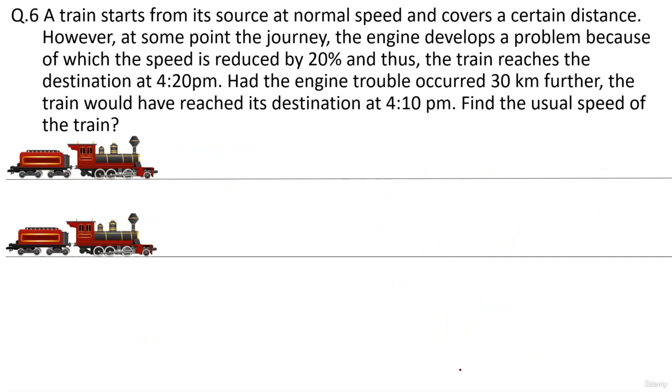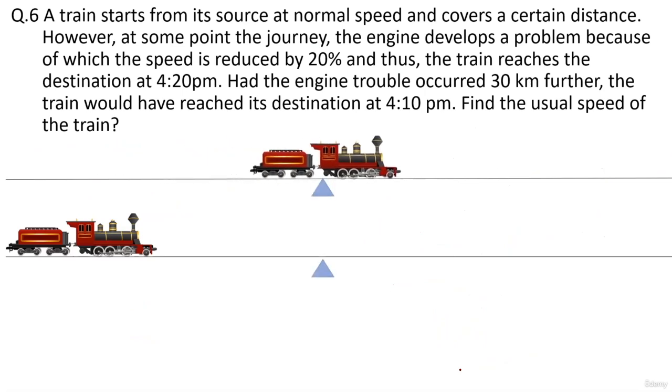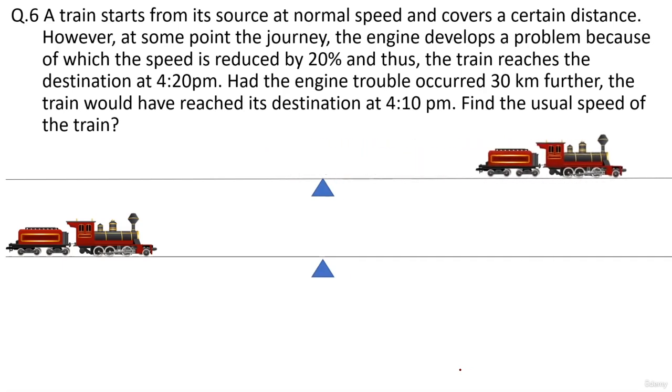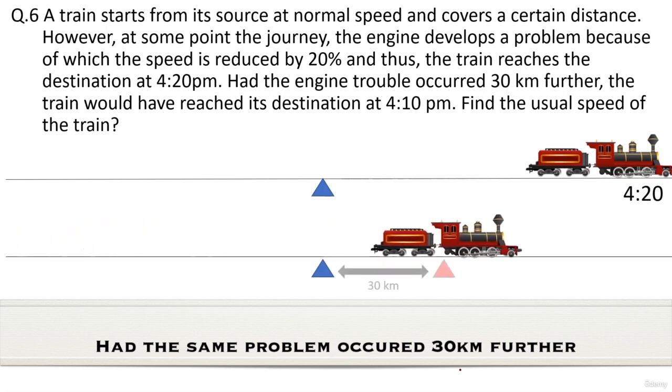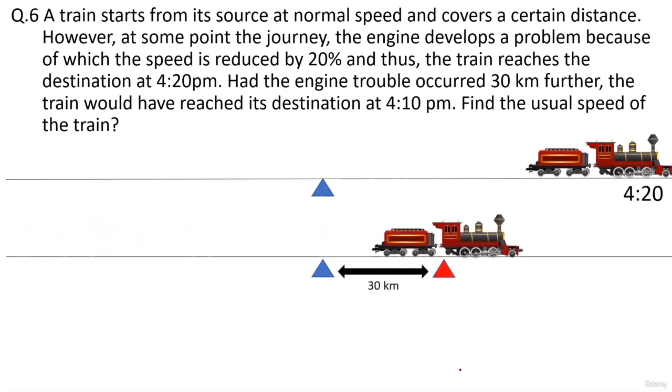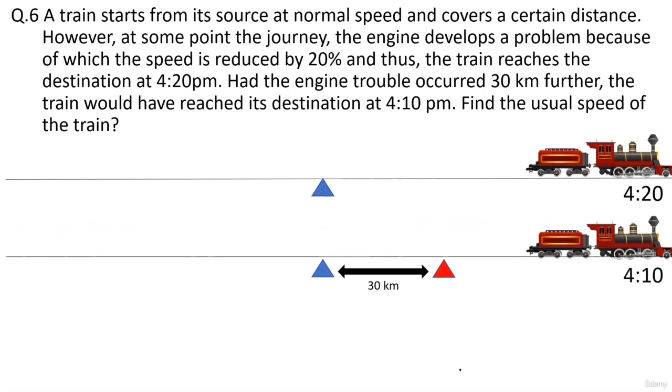Okay, so what the question tells us, let's animate and see what is happening. There is a train which is traveling at its usual speed, but it stops at some point, because there is some trouble in the engine, and due to which the speed is reduced by 20%. Now, if this same accident had happened 30 kilometers ahead of that point, then the train would have reached at 4:10.